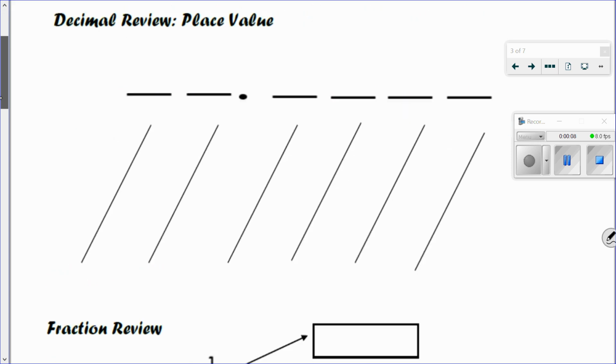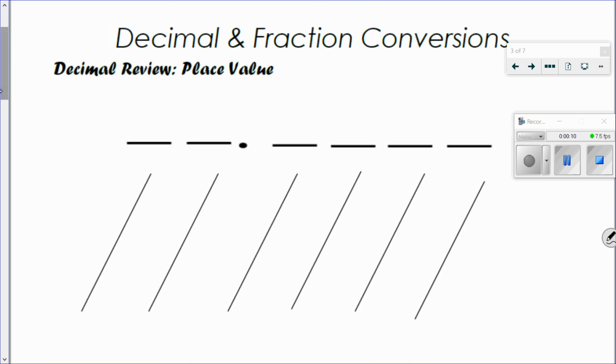Today what we're going to do is some decimal and fraction conversion. We gave you a really quick one to do fractions to decimals, but we didn't really go back the other way. So let's talk about this one today. And a lot of it has to do with understanding your place values.